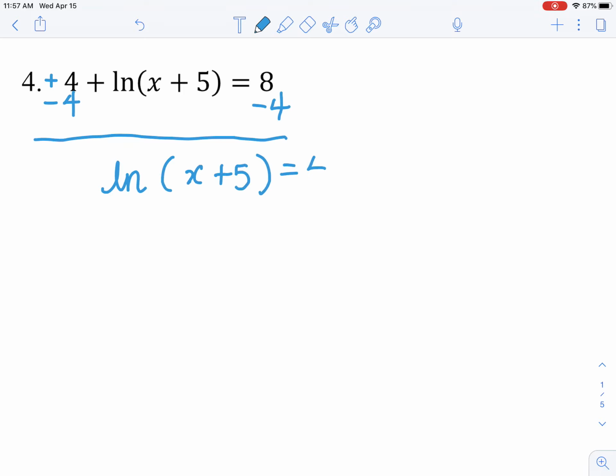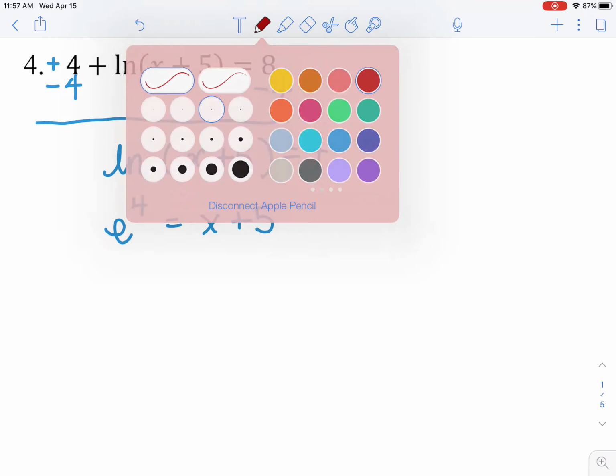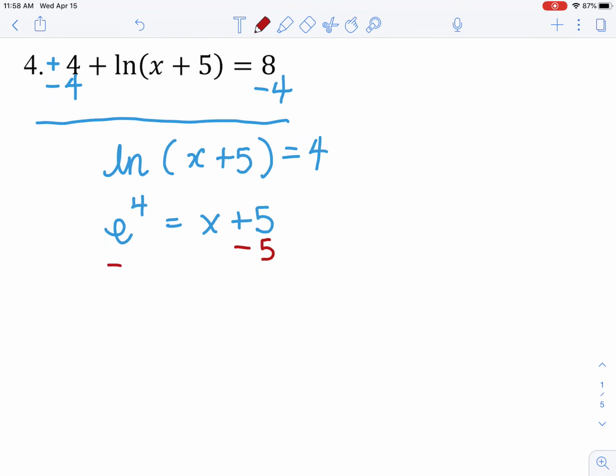Then I will get natural log of x plus 5 equals what number? 4. Now, we're going to rewrite this in exponential form. So the question is, what is the base? And you know, if it's natural log, the base is e. e to the 4th power equals x plus 5, right? Now, are you going to divide both sides by 5? No, you're not, right? You're going to subtract 5 from both sides.